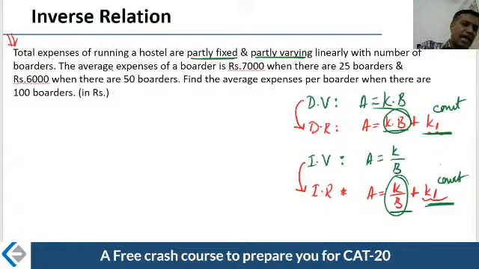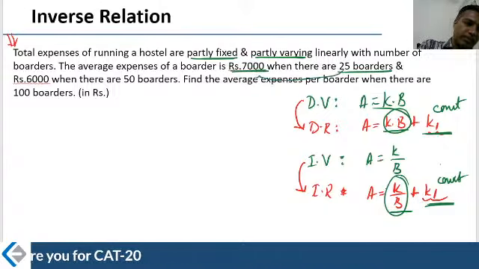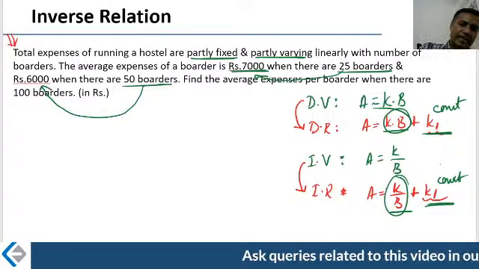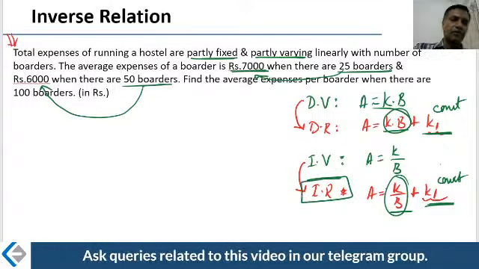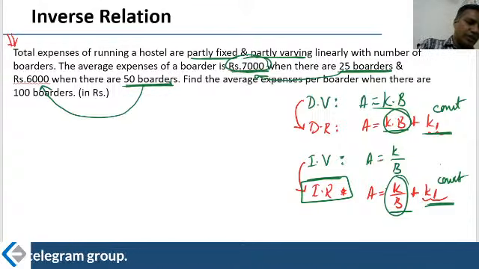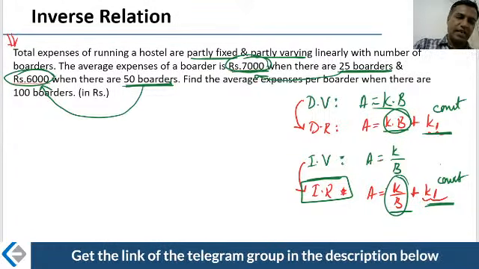Now take a look at this. The average expense of a boarder is 7,000 when there are 25 boarders. So when there are 50 boarders, they're paying less. If they are paying less, then it's an inverse relation. If it were a direct relation, as the people increase, the amount should increase. But here, as the people increase from 25 to 50, the amount changes from 7,000 to 6,000. Therefore, it is decreasing, and if it is decreasing, it's an inverse relation.